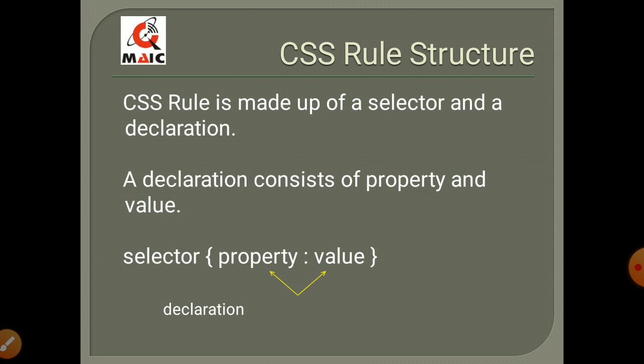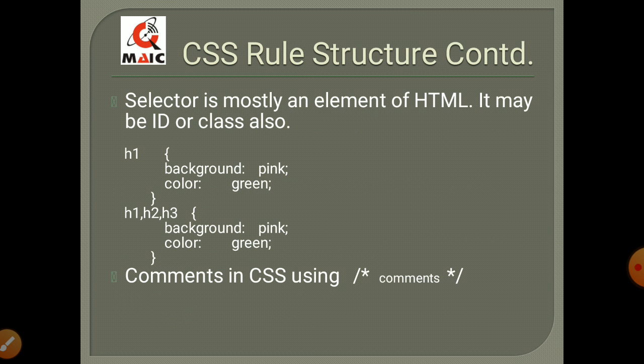Now talking about the CSS rule, it is made up of two parts. The first part is the selector and the second part is the declaration. In this declaration, we have the property which is being assigned a particular value. The selector is mostly an element of an HTML, and it can be an ID and a class too.